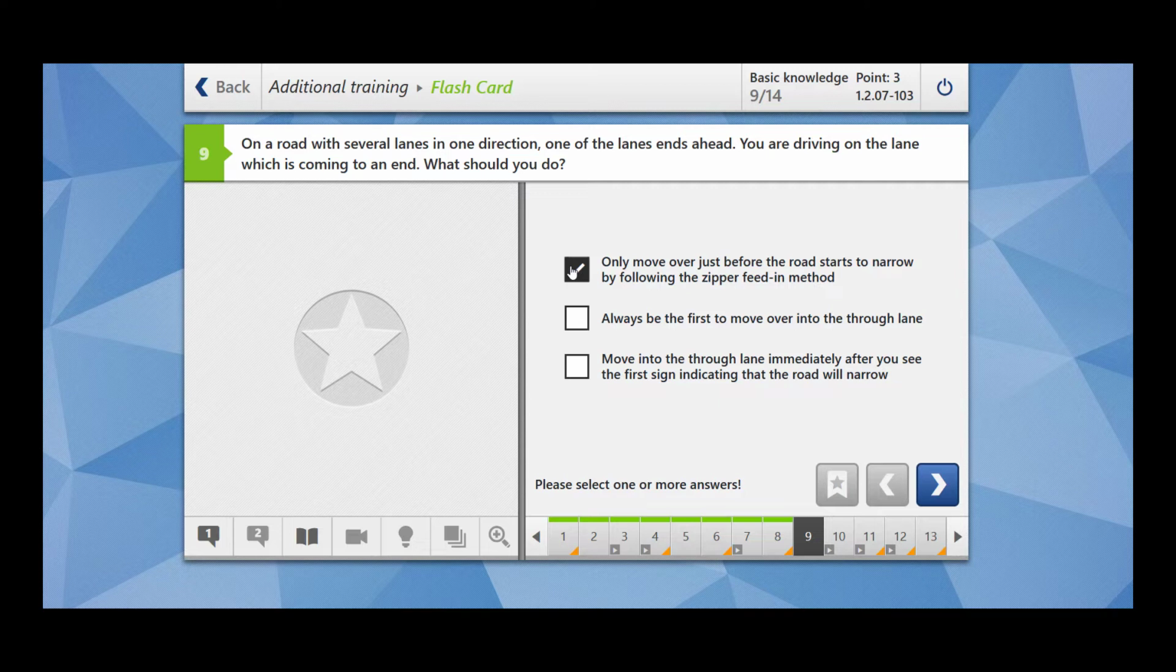And when it is not possible for you to drive straight ahead, the lane has come to an end, then you have to merge into the continuing lane by following the zipper feeding method. Always be the first to move over into the through lane. This is incorrect. You have to drive till your lane allows you. Move into the through lane immediately after you see the first sign indicating that the road will narrow. This is incorrect. You have to drive till the road allows you. And when it comes to the end, you have no possibility to drive straight ahead, signal, and then follow the zipper feeding method to merge.